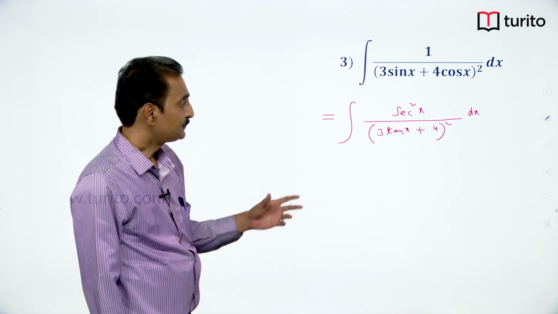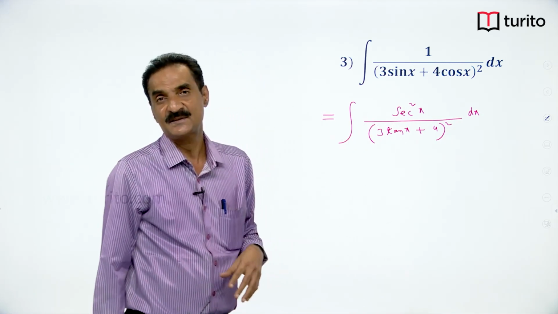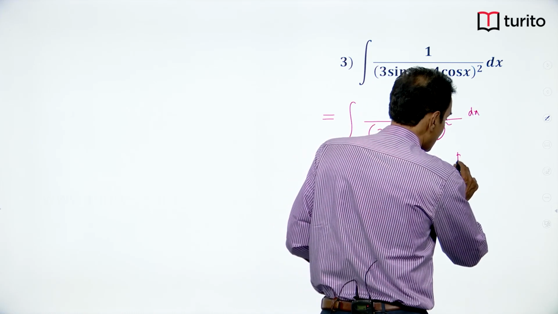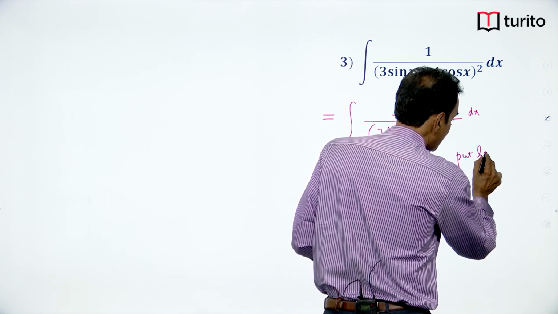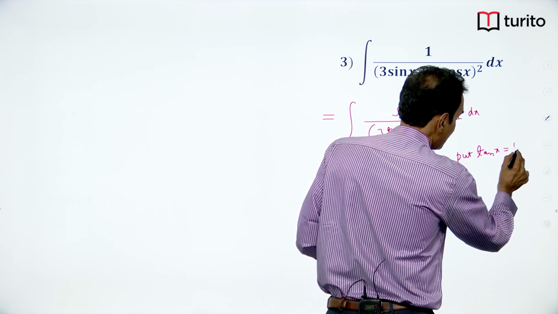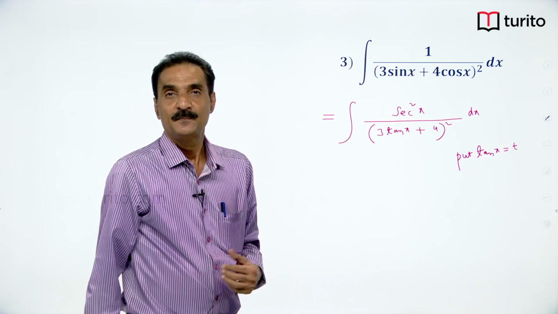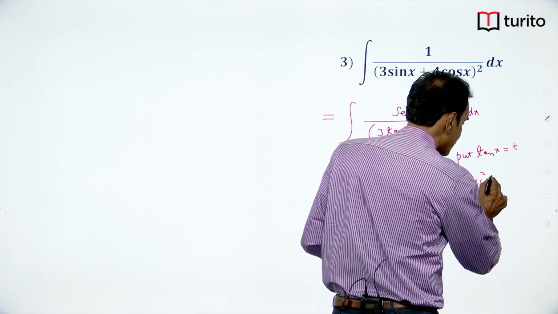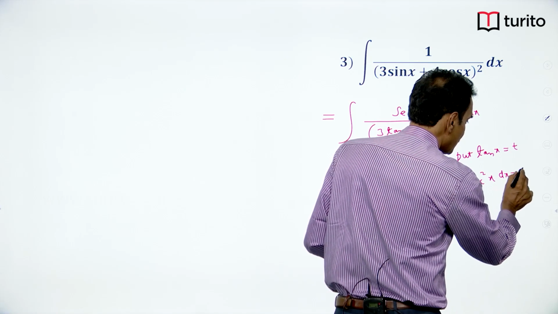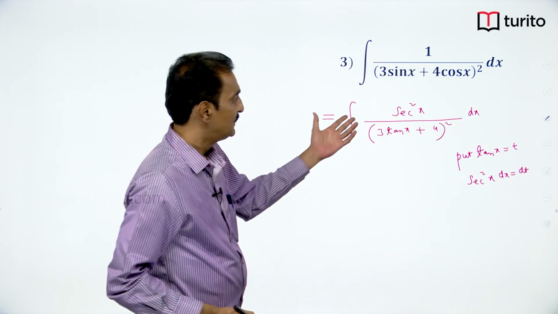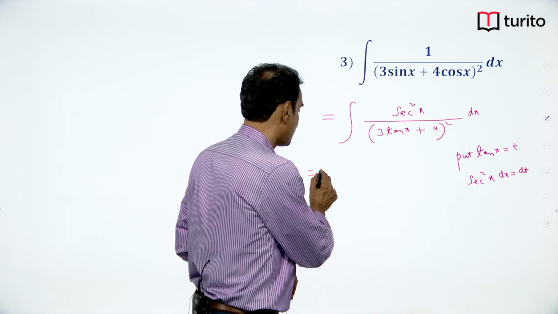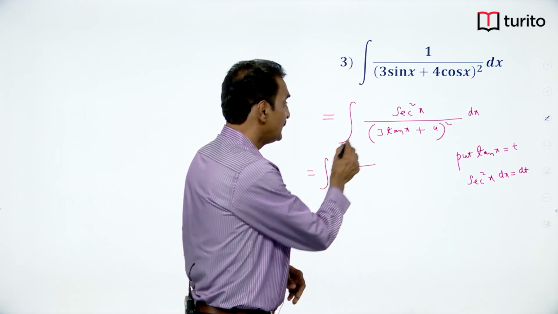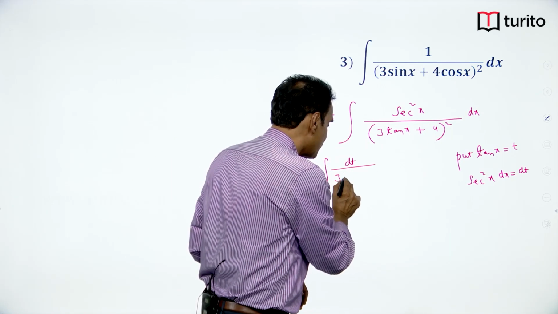Now, derivative of tan x is secant square x, so put tan x is equal to t. Then secant square x dx is dt. Then it will be integral dt upon (3t plus 4) whole square.